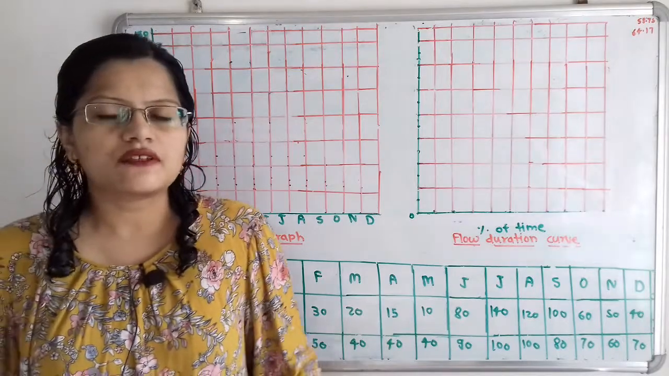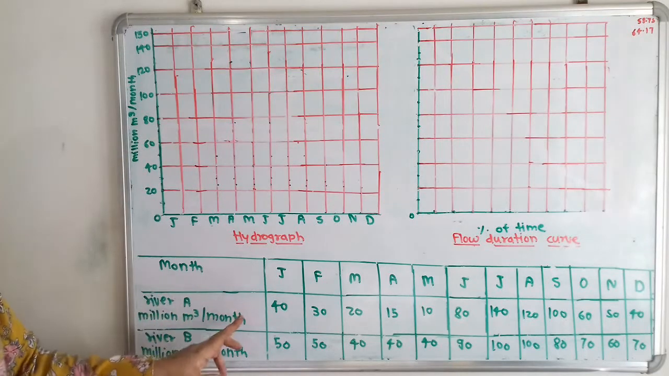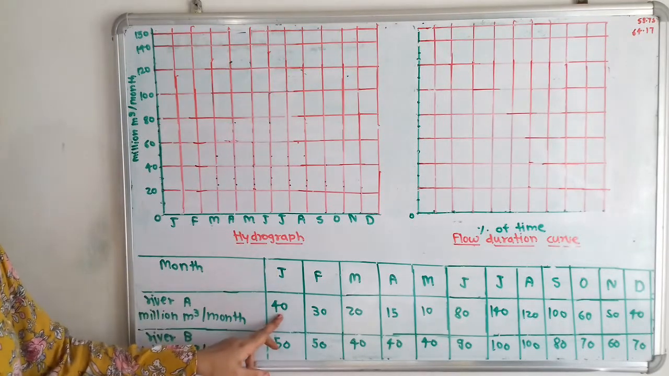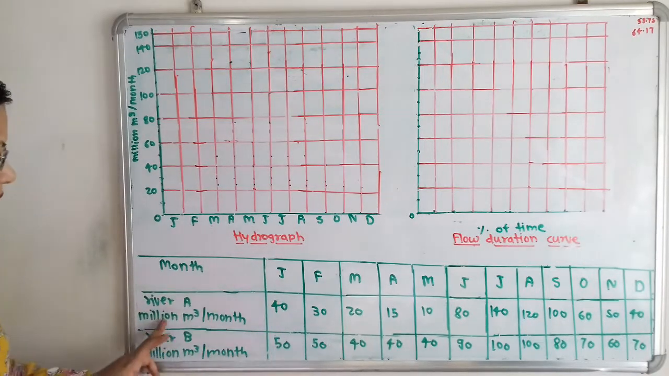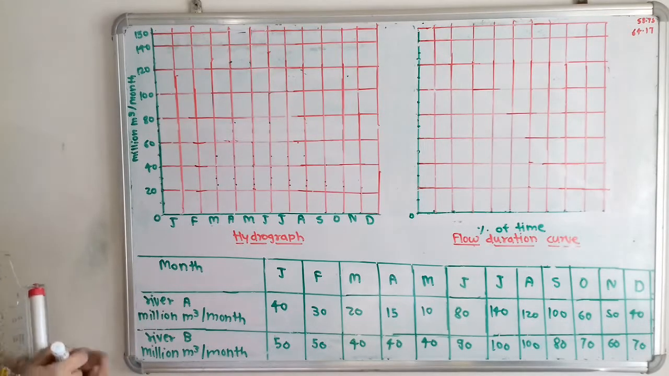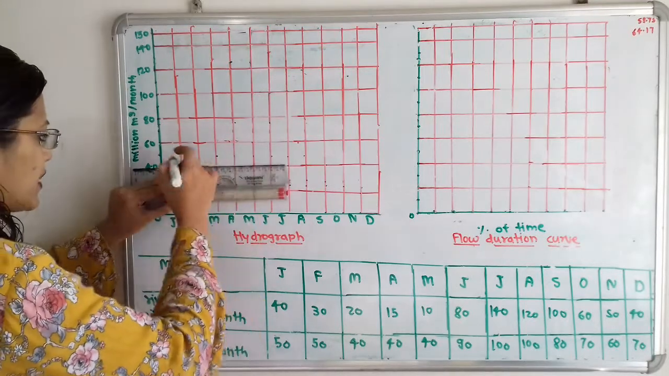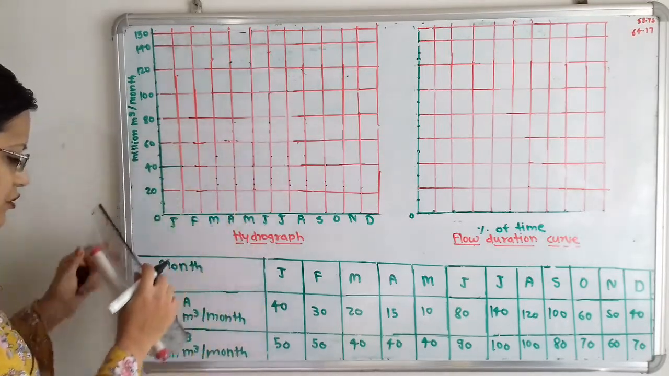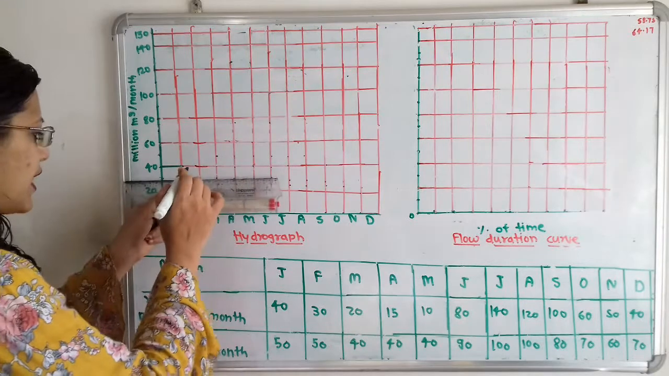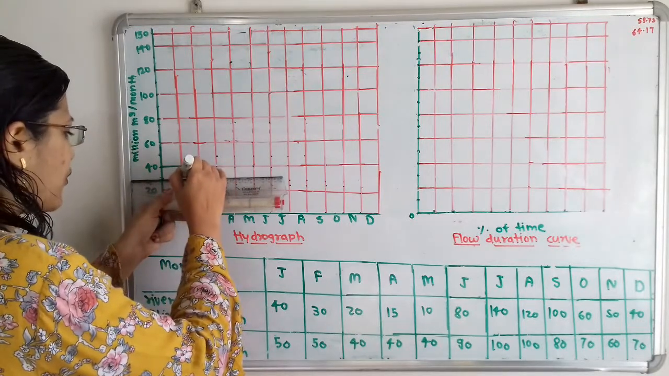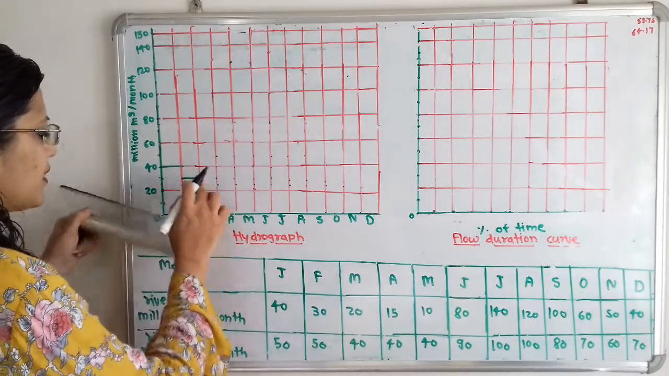Now we will plot the hydrograph for river A first. For this river A, we will refer to this month as well as this runoff data. For the month of January, it is 40 million meter cube per month. I will plot here for the whole month of January, that means this first plot I will make one line for this 40 million meter cube per month. Then for February it is 30, so for this 30 I will make one line, the middle point of 20 and 40. Then next is 20, for the month of March it is 20.